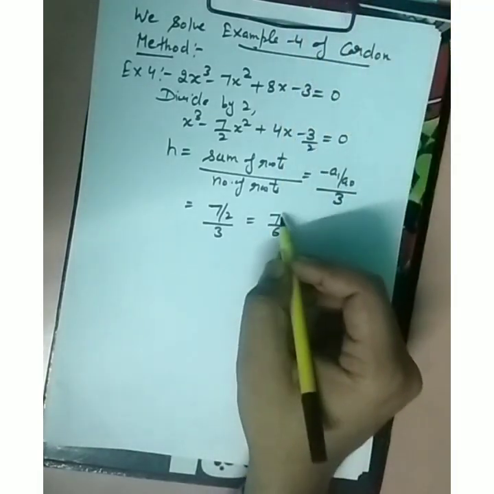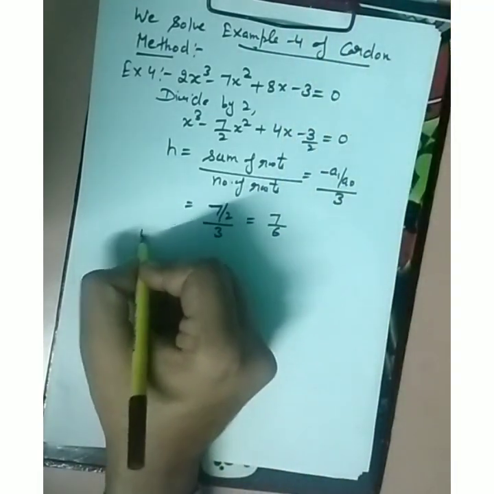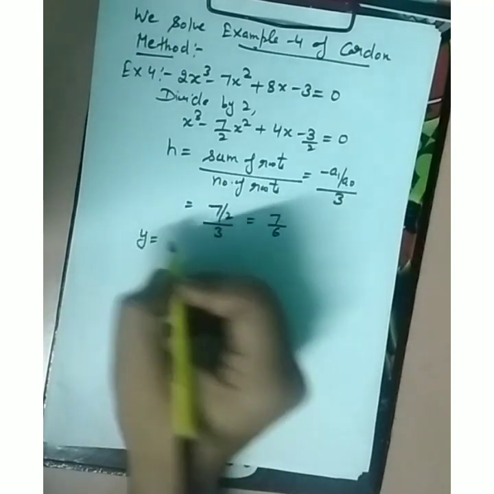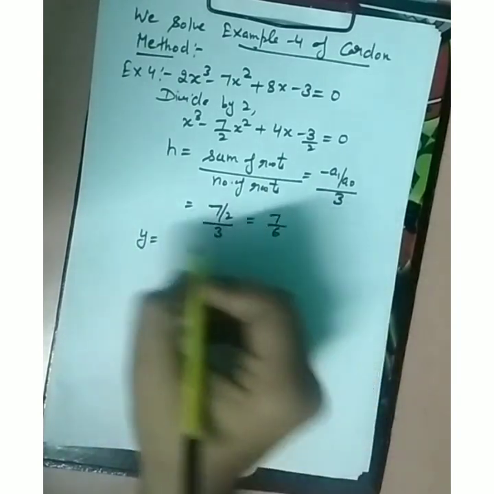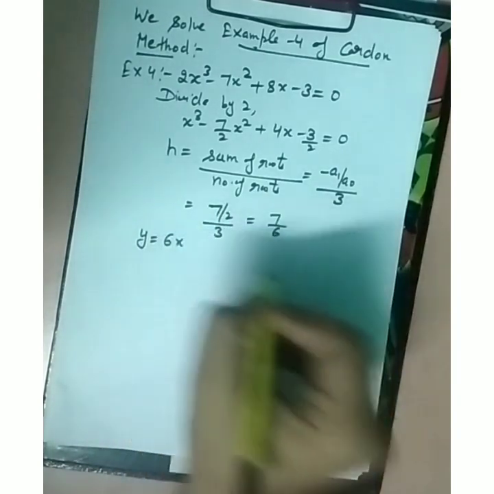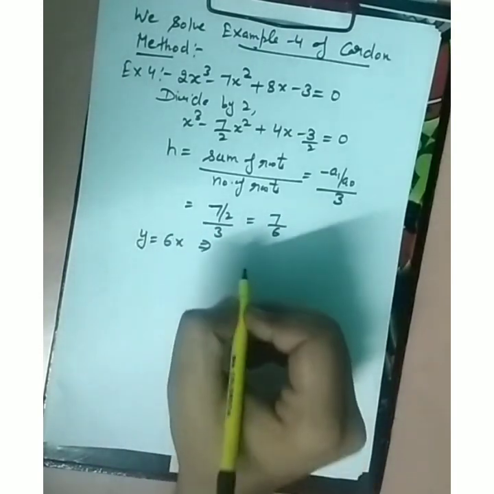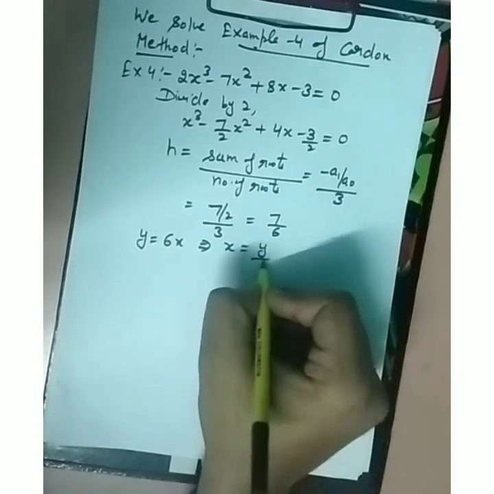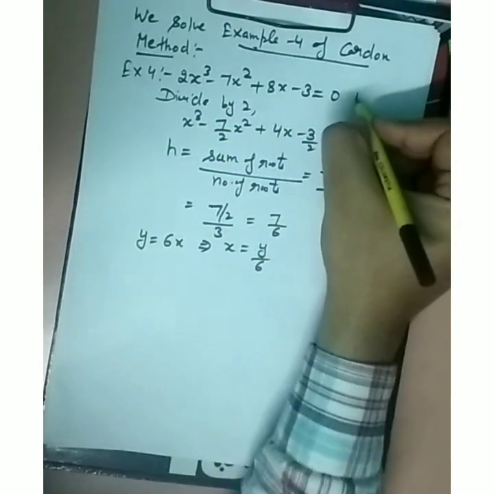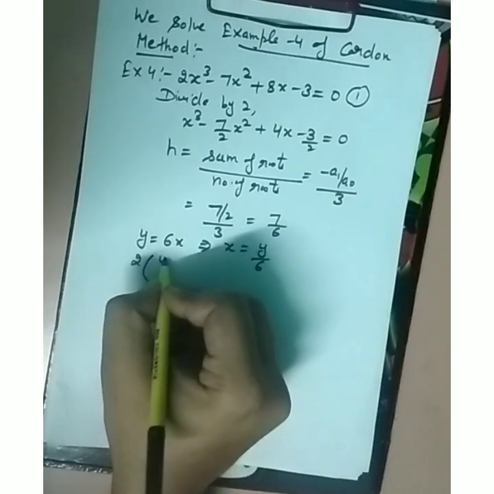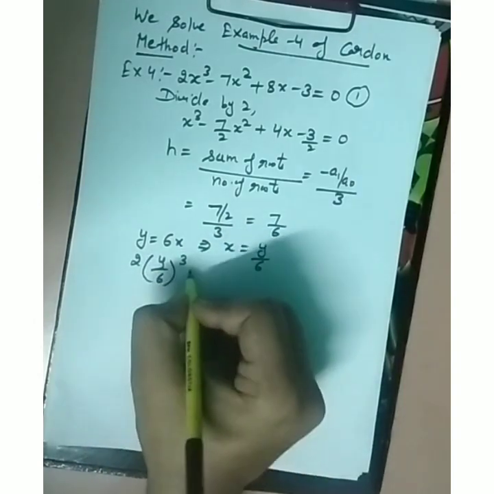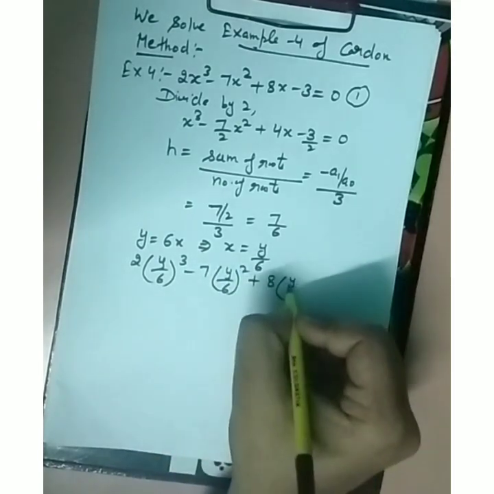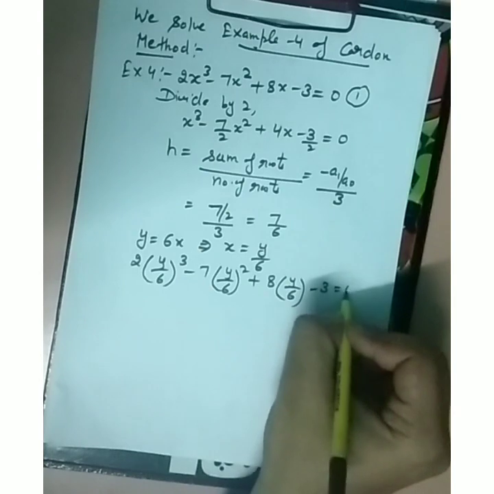So for removing fraction, first of all we have to make a new equation whose roots are in terms of y. That means y is equal to 6x. We have to use this transformation. That means x is equal to y by 6. Substitute in equation 1: 2 into y by 6 cube minus 7 into y by 6 square plus 8 into y by 6 minus 3 is equal to 0.